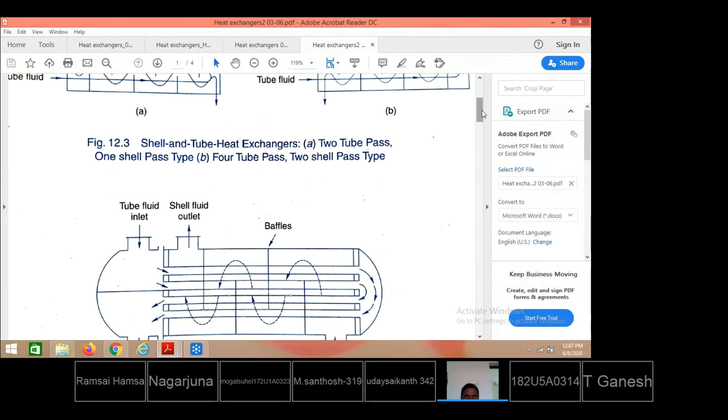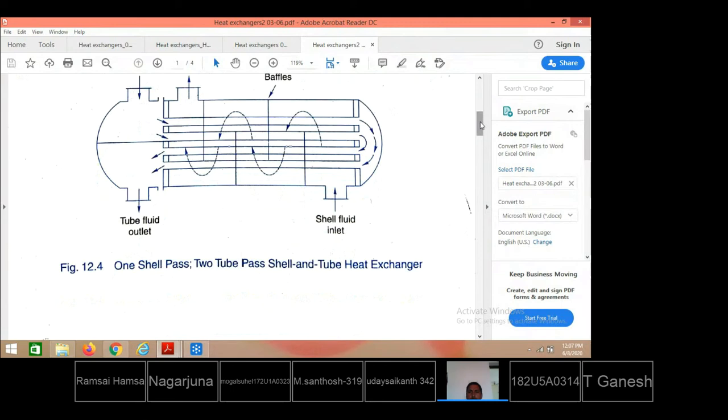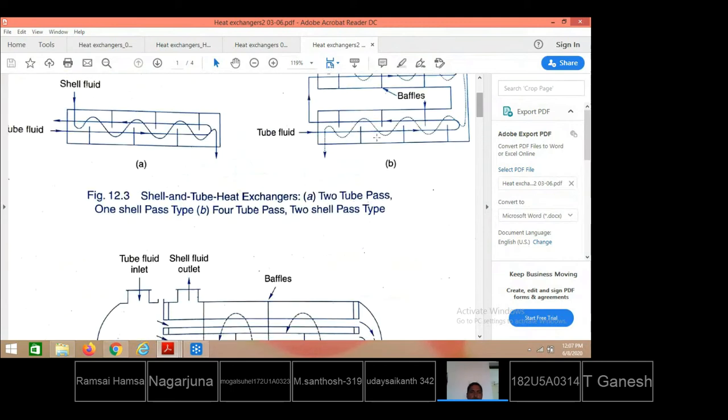Shell and tube type of heat exchangers are used when there is a space limitation and the length of the tubes cannot be increased, and also the number of tubes cannot be increased by decreasing the diameter. In those cases, we go for adopting the shell and tube type of heat exchangers. A shell is a cylindrical drum into which the tubes are provided, taken into turns or passed like this. If you see the first case, the outermost one, considering it as a shell, into that shell the tubes are taken for two turns. So this is one shell, two tube pass heat exchanger.